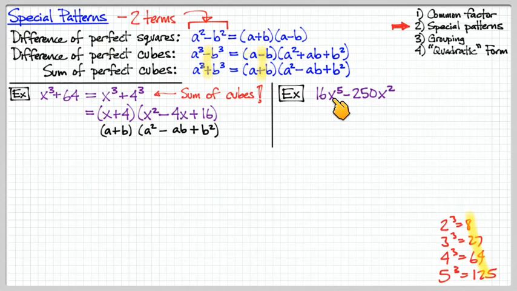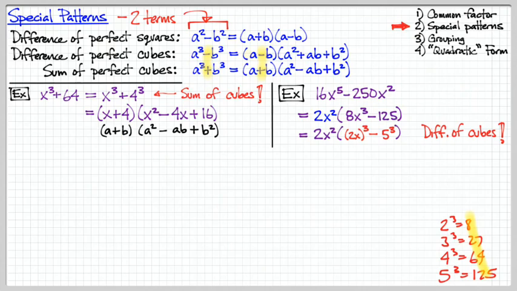Let's do one more. Here, nothing pops out right away. These don't look like perfect cubes. They don't look like perfect squares. But remember the first step, always look for common factors. So I'm going to factor out a 2x squared because they're both divisible by 2, and also there's an x squared term in both of them. When I do that, 16x to the fifth divided by 2x squared is 8x to the third. And then 250x squared divided by 2x squared is equal to negative 125.